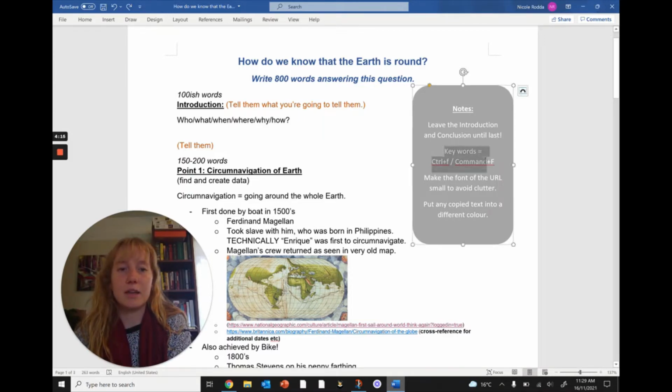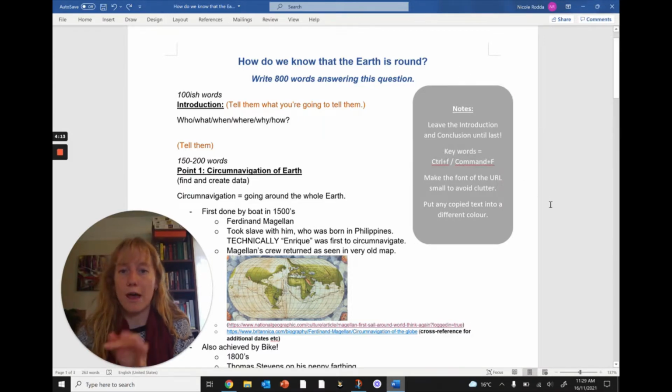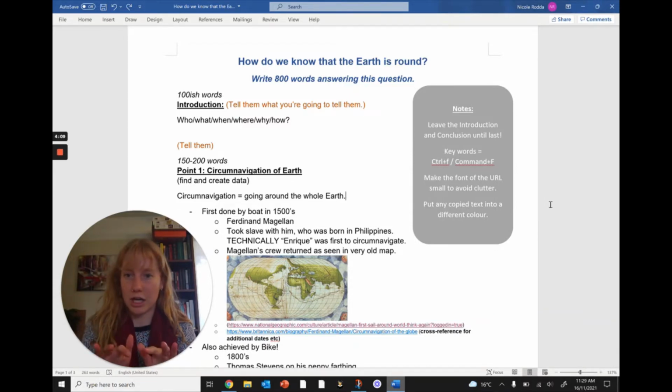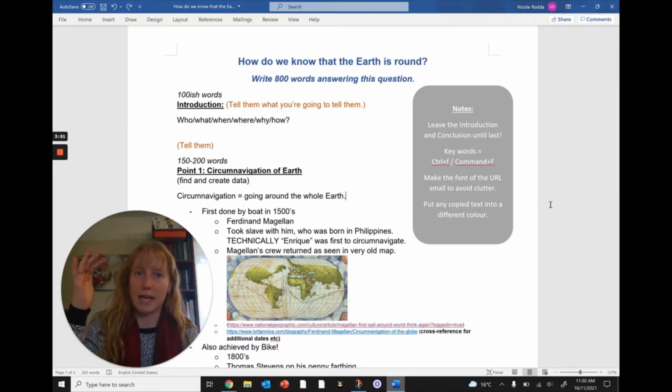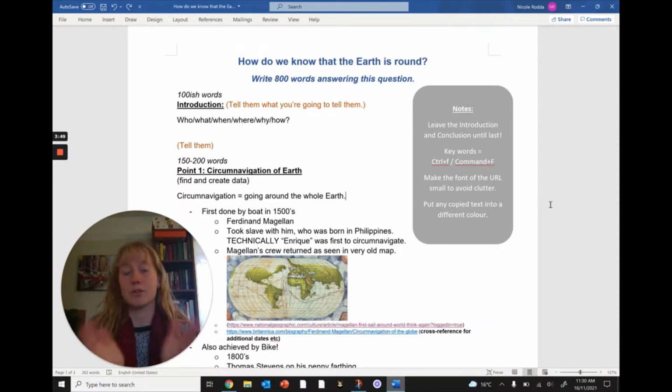Just a hot tip in your research, you may want to use Control F or Command F if you're an Apple person as you are researching online to find keywords. So if you open up a web page and then you go Control F and you look up circumnavigation, or if you look up round for the earth is round, and that's not in your website anywhere, you know that that's not going to be a useful source to you. Or you might be looking at a really long page and just want to find the part where it talks about circumnavigation. And so you can really effectively do that by using that tool.